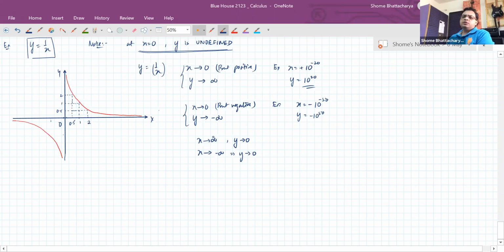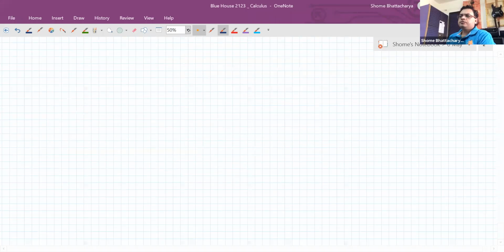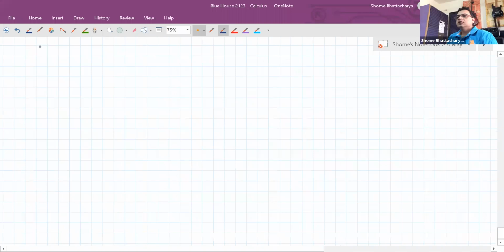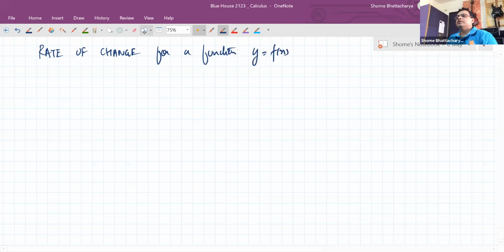But here we will have to stop at a certain point and move on from just the general description of functions to the concept of rate of change of function, because that is the main point of interest for us. And that's where we will start with the first part of calculus, which is differential calculus. So rate of change, for a function y is equal to f(x).